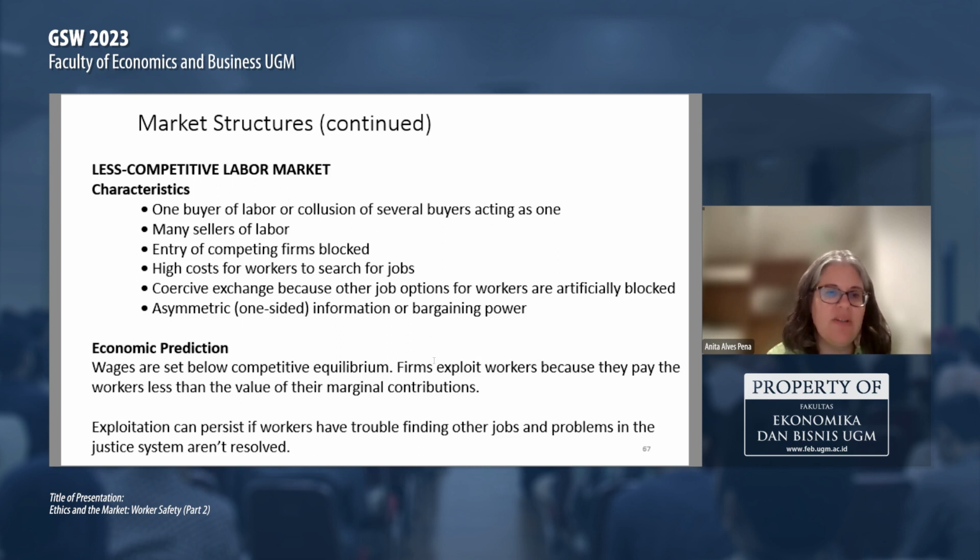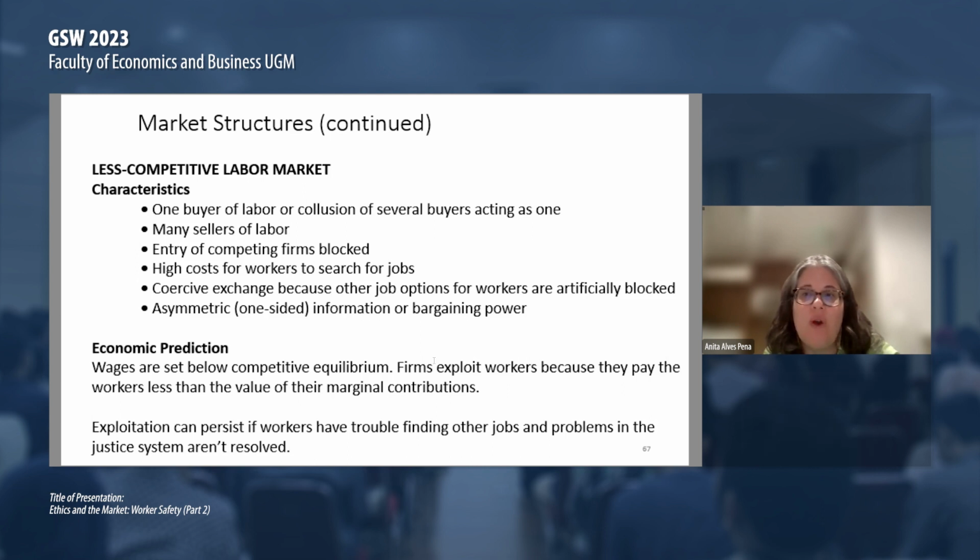So exploitation might persist in this case if the workers have trouble finding other jobs or problems in the justice system that aren't resolved, right? If we ask the question, what is exploitation and what characteristics would make a relationship in a labor market be described as an example of exploitation, we would think that exploitation means workers are generally paid less than their productive contributions and are prevented from seeking better options, right? That would occur when there's only one business that's hiring the labor in an industry. So this description we were just talking about of a monopsony would be consistent with this. Or if there's only one business hiring labor in a geographic area, we might have this feature.